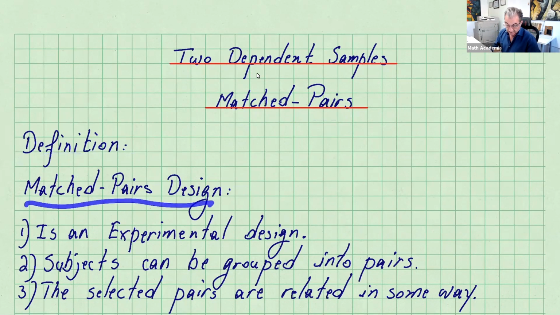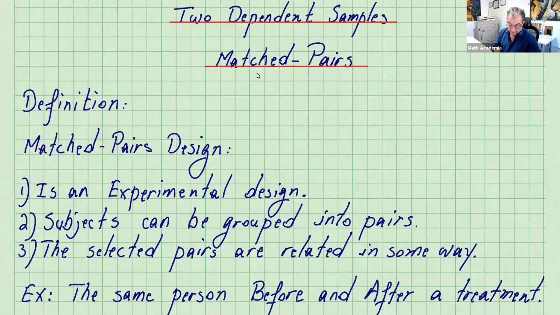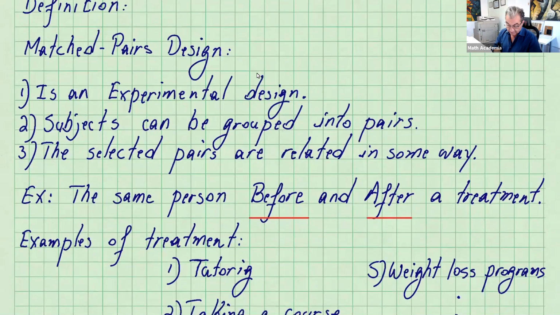What is a matched pair design? First of all, a matched pair design is an experimental design. We know we had observational designs and we have experimental design. Experimental, that means you do an experiment, you treat the sample to something and then you want to see what happens to the sample, measure the changes.